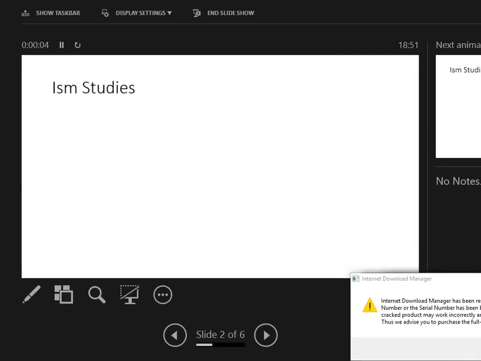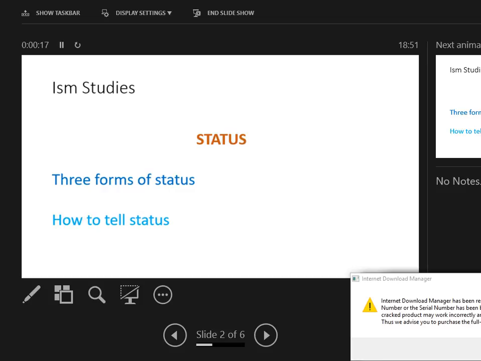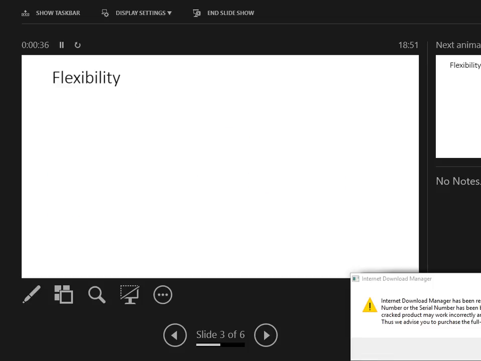So you have learned about status. What kind of status? There are three forms: rafa, nasb, and jar. Okay, and how to tell the status? It's from the ending. And you know the light and heavy, right? And now this is the last part of the status: flexibility.